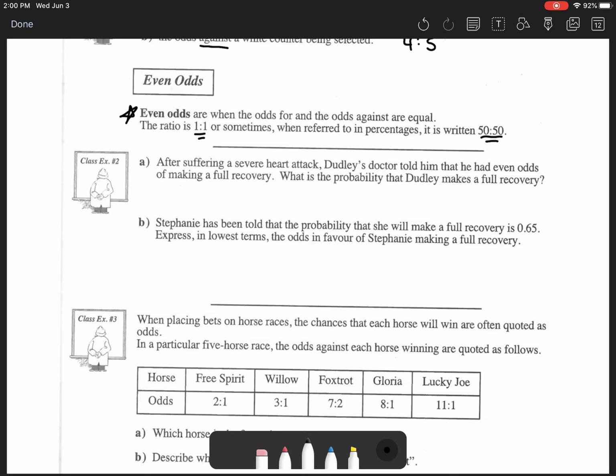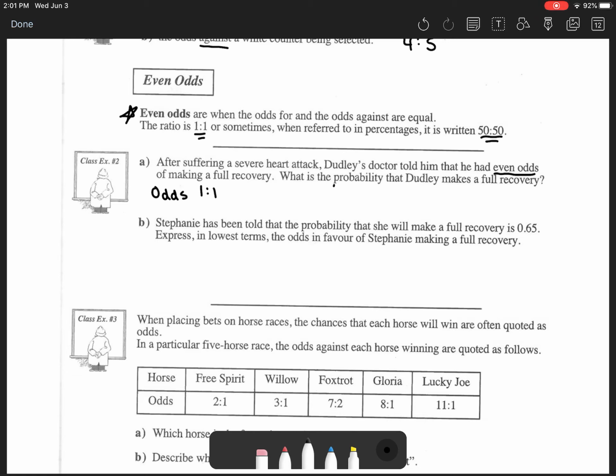So in class example 2, it says, after suffering a heart attack, Dudley's doctor told him that he had even odds. So that phrase you want to pick out in questions when you see it. Even odds of making a full recovery. What is the probability that Dudley will make a full recovery? So he has even odds. That means when I write out his odds, the odds of him making a full recovery are 1-to-1, or if you want to write 50-50, that's fine.